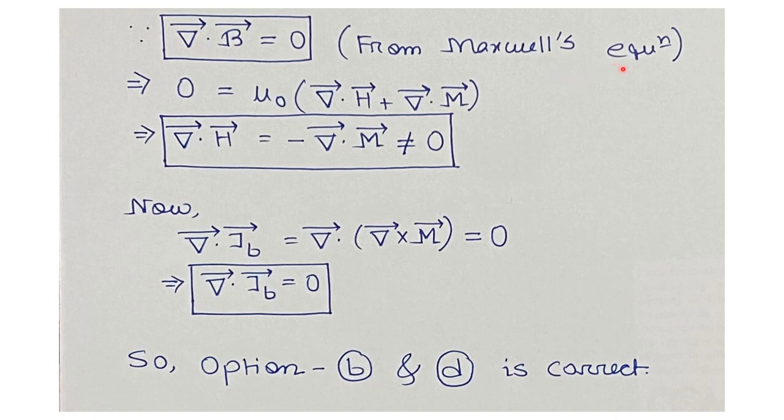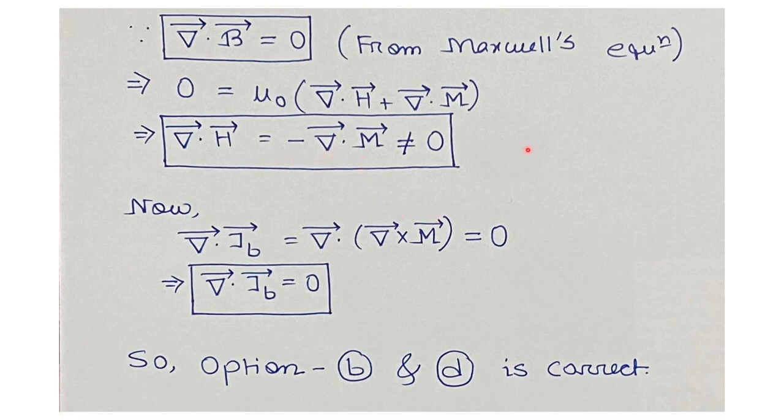Now from Maxwell's equations, we know divergence of B is 0. For a magnetized material, this B is mu naught times H plus M. If we put that relation in the equation, then you will get mu naught times divergence of H plus divergence of M equals 0. It will basically give divergence of H equals minus divergence of M.